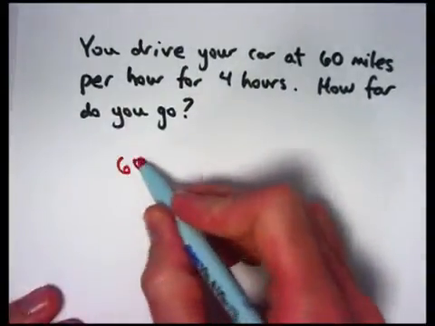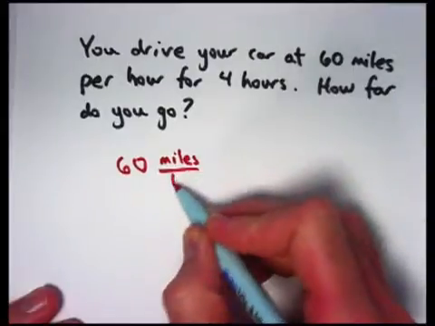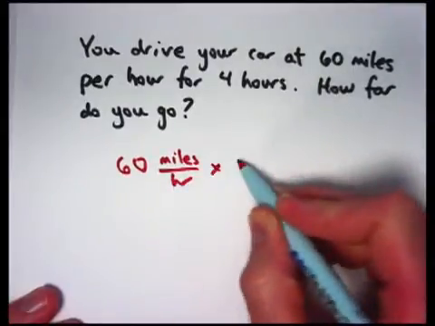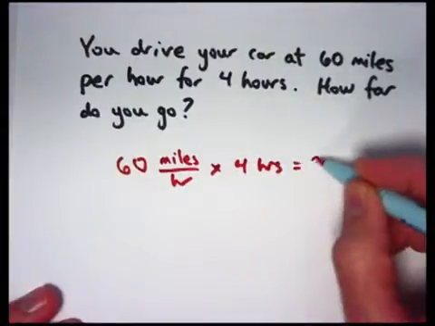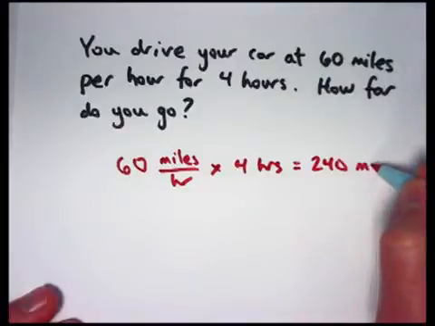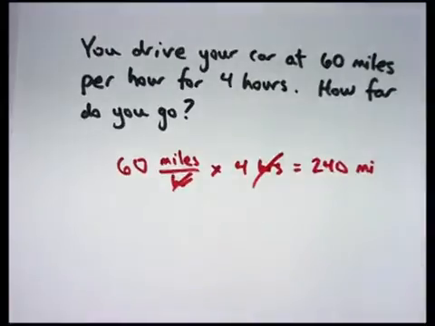Here's how you'd write it out. 60 miles per hour times 4 hours will give you 240 miles. Indeed, the hour units cancel. Again, I'm going ahead and talking about canceling units here, even though I haven't talked about fractions of numbers and division. But hopefully you're fine with that right now, because we will get to that in another video soon.